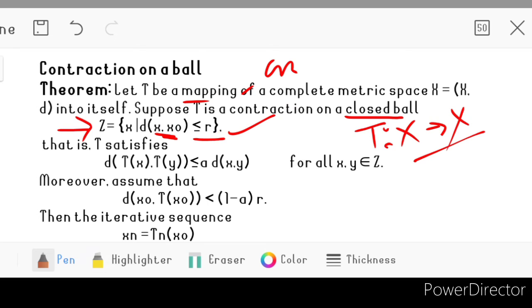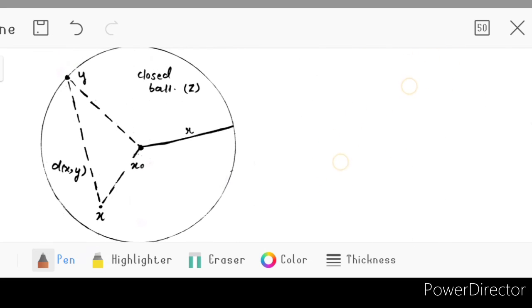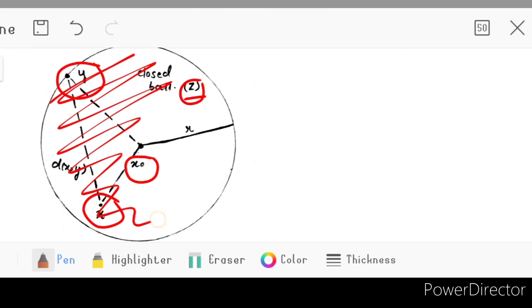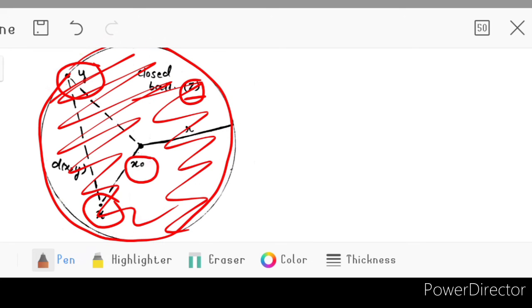First of all, let us understand this. This is a closed ball, defined as Z, and x naught is the center of this closed ball and r is the radius. So all the points on the boundary or inside this closed ball will be in Z. As you have seen, I have pointed y on the boundary and one element x inside the circle. So all the points inside this closed ball and on the boundary will be in Z.